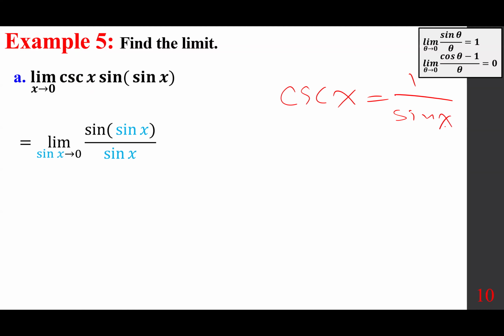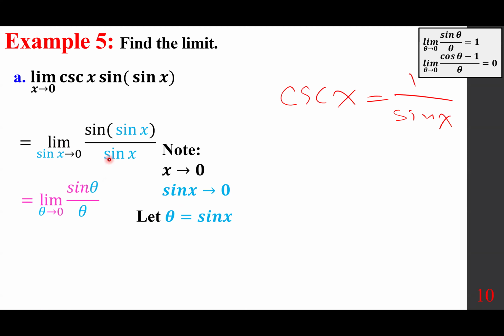And now it's important to know that I made a change here. X approaches 0, not sine x. How did I make a change? I have to explain. Note, x approaches 0, also sine x approaches 0, because sine of 0 is 0. So one easy way to understand this, let theta represent sine x. Anywhere you see sine x, change it to theta. And this becomes exactly what we have here. And the answer is 1.